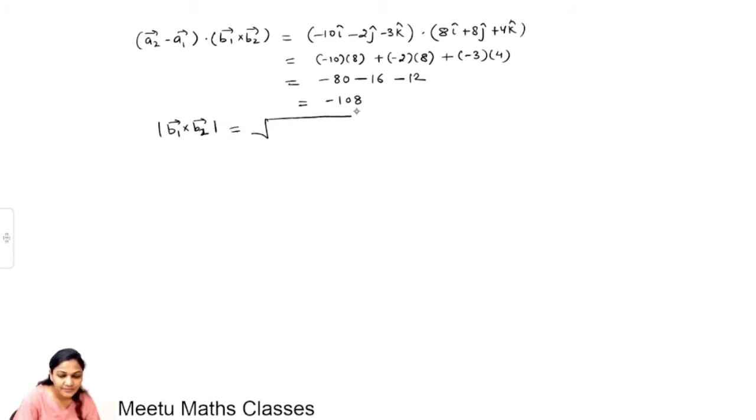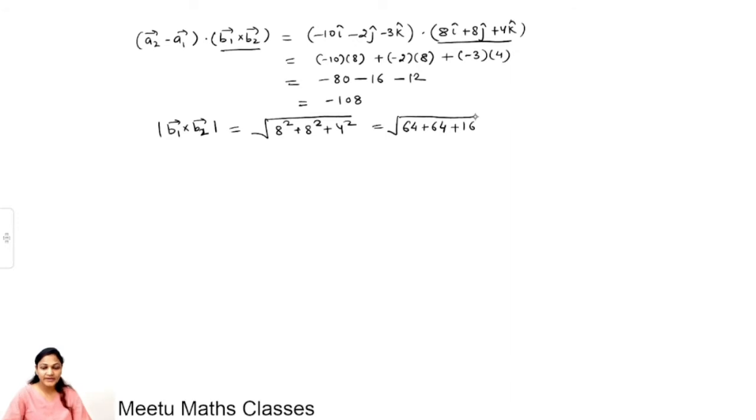Now we are supposed to find out the magnitude of b1 cross b2, and that is the square root of 8 square plus 8 square plus 4 square, and that will be equal to 64 plus 64 plus 16. Okay, and that will be root of 144, or we can say that 12.